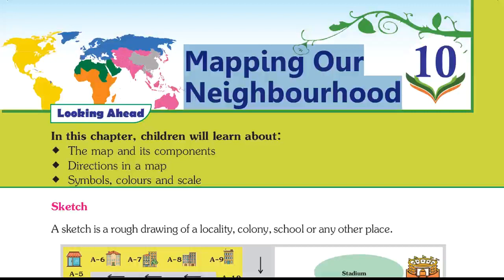While sketching a map, it is important that you should know the different directions. There are four main directions, namely north, south, east and west. In this chapter, you will learn about the details of mapping our neighborhood. So let's begin.